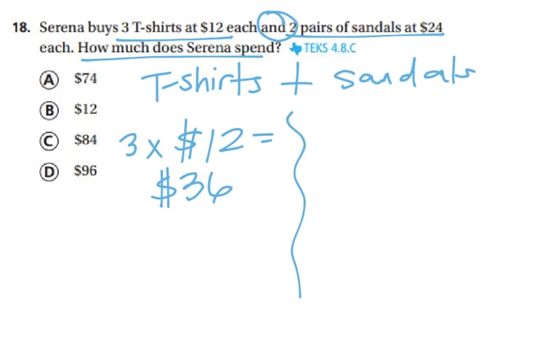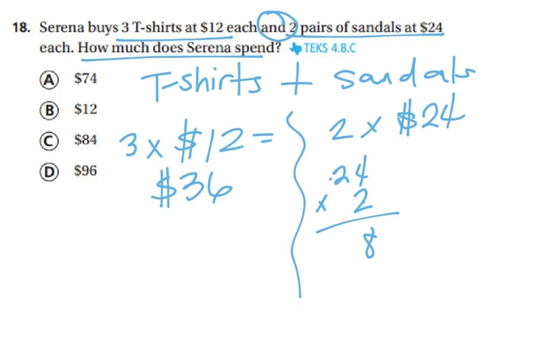Now the sandals, she got 2 pair at $24 each. So I know I'm doing 2 times 24. Some of you guys are going to be able to do that in your head. Some people are going to need to multiply it. So whatever works for you, 24 times 2, I want to write it underneath. 4 times 2 is 8. 2 times 2 is 4. So she's going to spend 48 on the sandals.